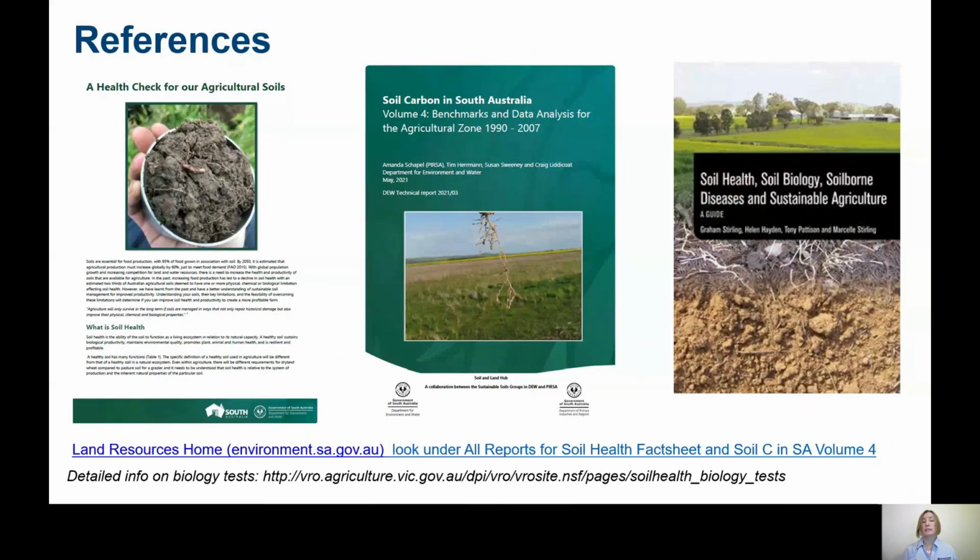So these are the references that I spoke about in there. So if you want to take a screenshot, or otherwise these can all be available, and I'll send the ones that I have options to. So the health check for our agricultural soils is just talking about healthy soils. That's a fact sheet. The soil carbon, the benchmarks and data analysis, I can send a copy to Skylee if she needs. Or you can download them from that Land Resources home website there. And if you just look under the all reports, you can download them yourself.